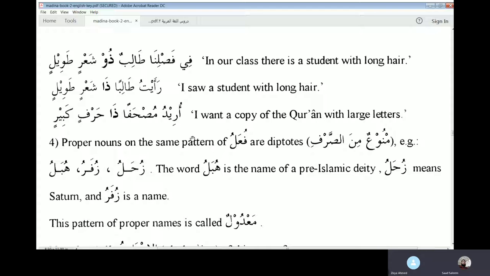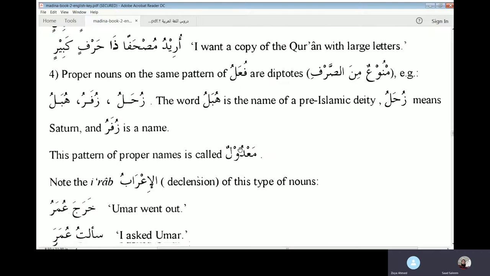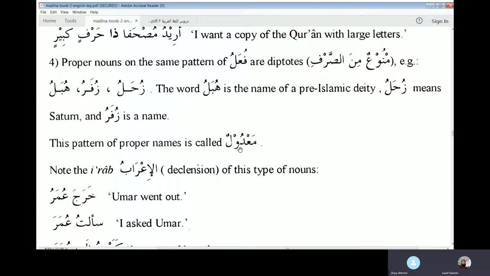Proper nouns on the same pattern of fu'alu are mamnu' min as-sarf. Zuhalu, Zufaru, Hubalu. The word Hubalu is the name of a pre-Islamic deity. Zuhalu means Saturn, the name of a planet. Zufaru is a name.